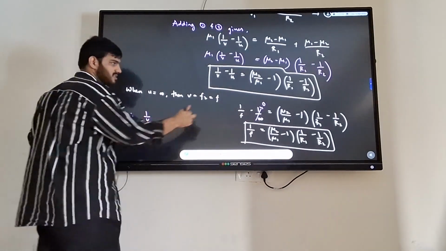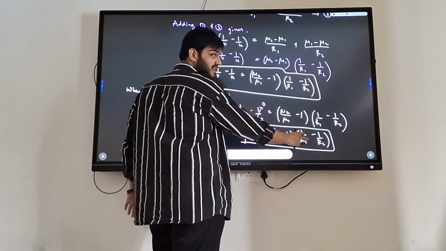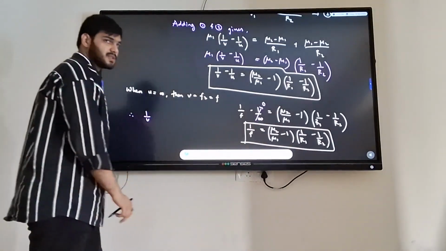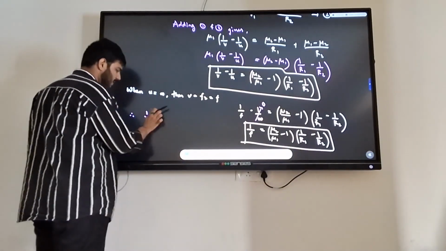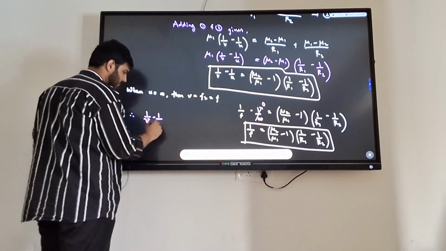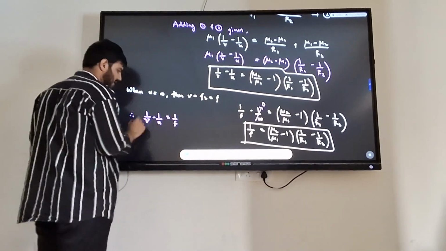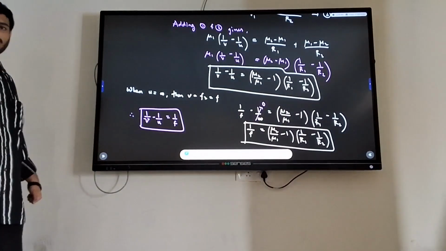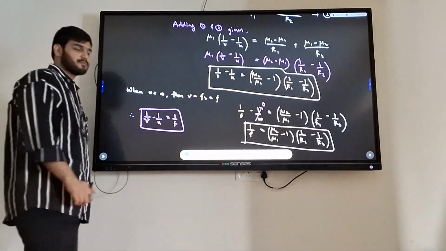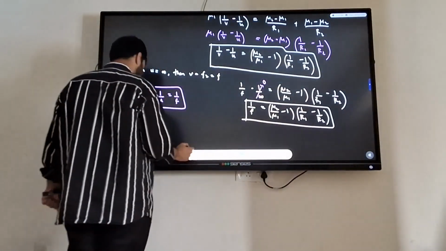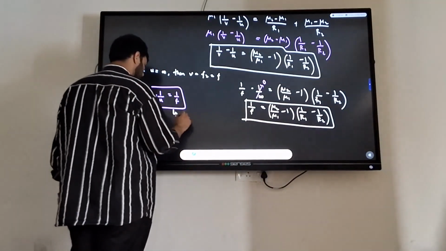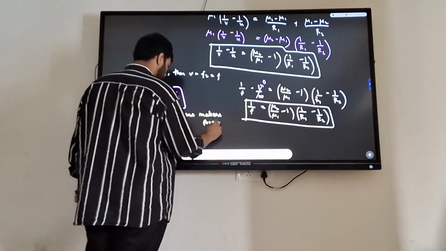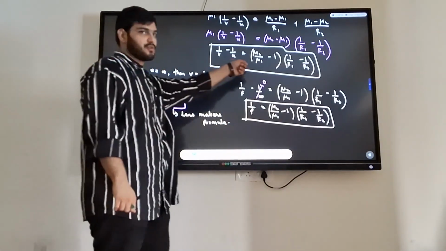Can you see that the RHS of this and the RHS of this are exactly the same? Then the LHS will be the same as well. 1 by v minus 1 by u is equal to 1 by F, and this is the relation between v, u and F. This formula is called the lens formula. The earlier one is the lens maker's formula, and this is my lens formula.